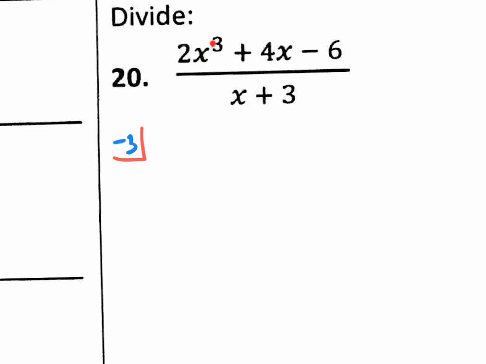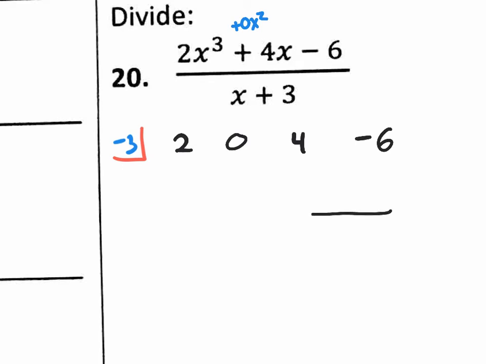So you have x to the third. Notice that there is no x squared. So, if you wanted to, right off the bat, since there's no x squared, you could put a plus 0x squared right here, because you're going to have to fill in that spot with a 0. Whether you're doing long division or synthetic, you have to fill in that spot with a 0. So the first coefficient is 2. The next one will be a 0. The next one will be a 4. And the final one will be a -6.